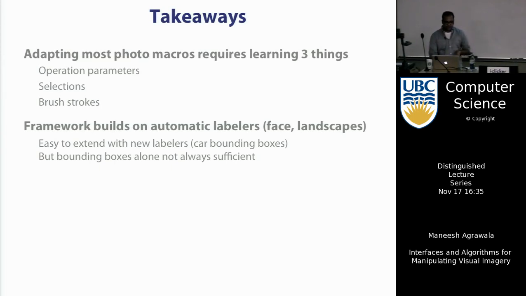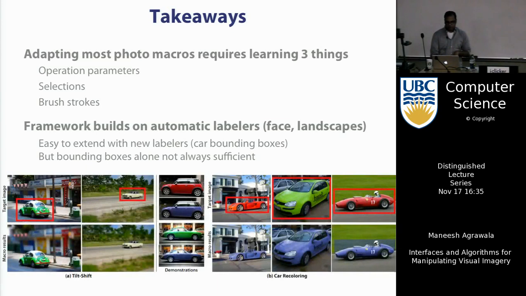So we've recently extended this to work with car labelers. We found a labeler that would find a bounding box for a car. And here, it's a bit hard to see, we've adapted this tilt shift effect for these images where it finds the car and blurs the region around the cars.